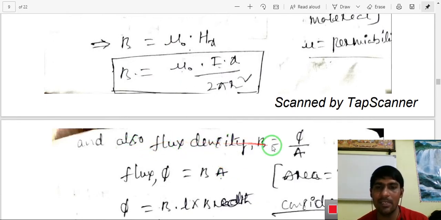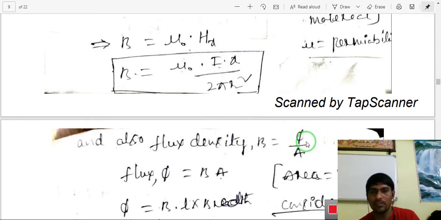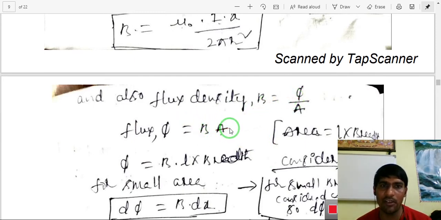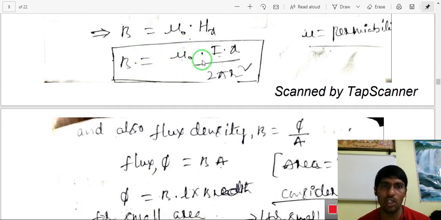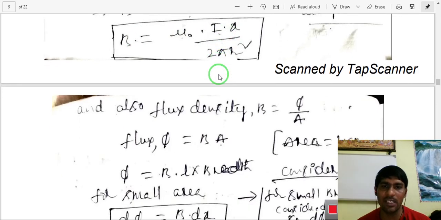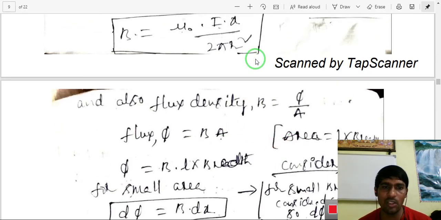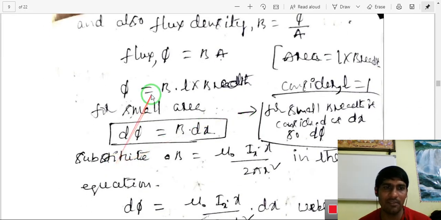And the other formula for flux density is B equals φ by A, where φ equals flux and A equals the area of cross section of the conductor. From this, the equation can be written as φ equals B into A. You have already found the B value in the above equation, B equals μ0 into I into x by 2πr². The basic formula is φ equals B into A, and you can substitute the B value in this equation.